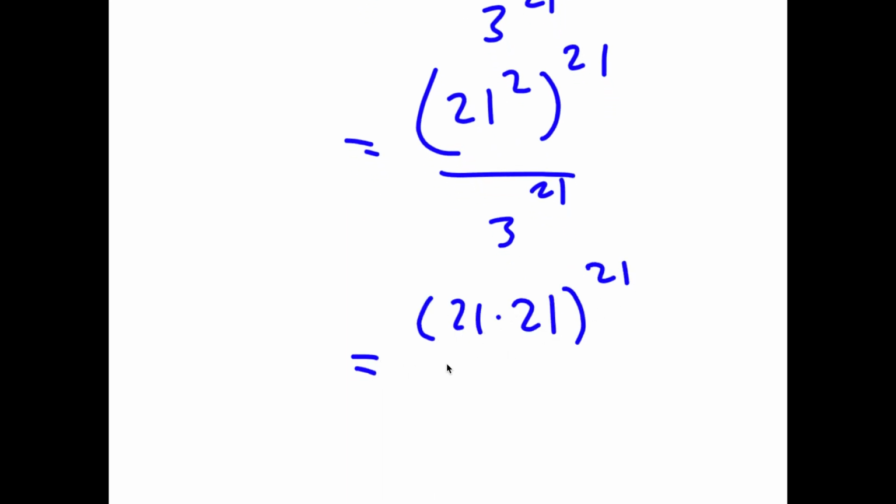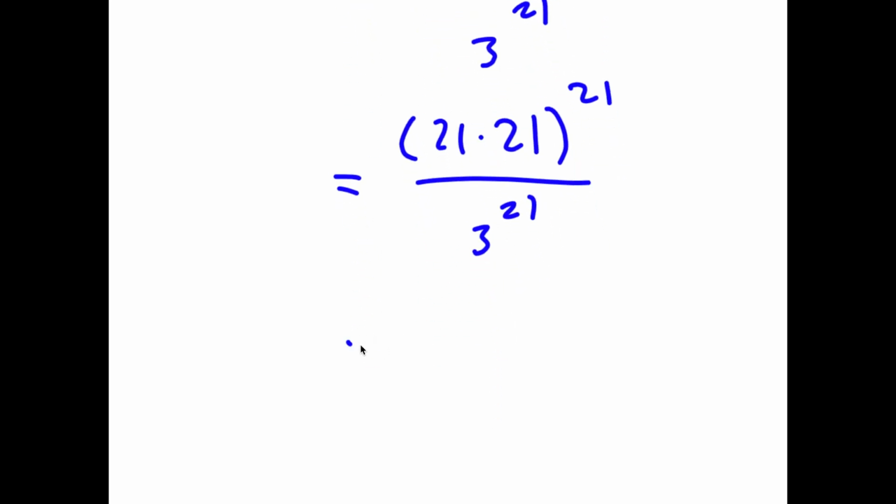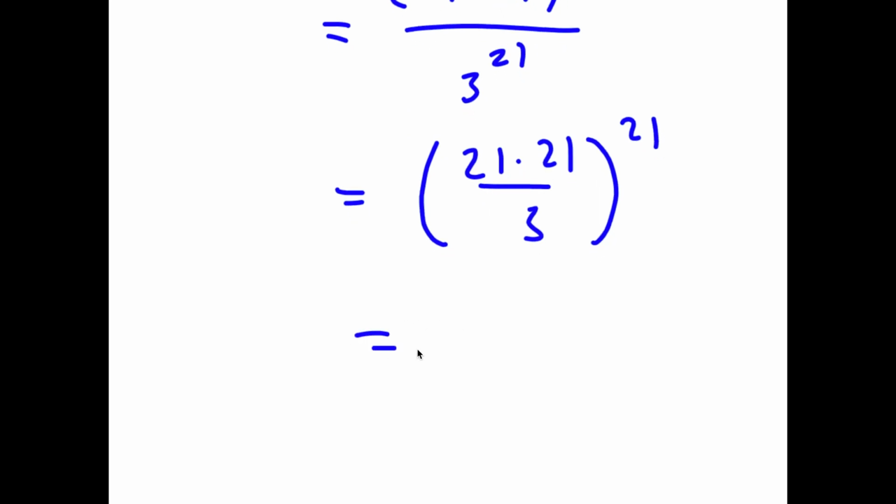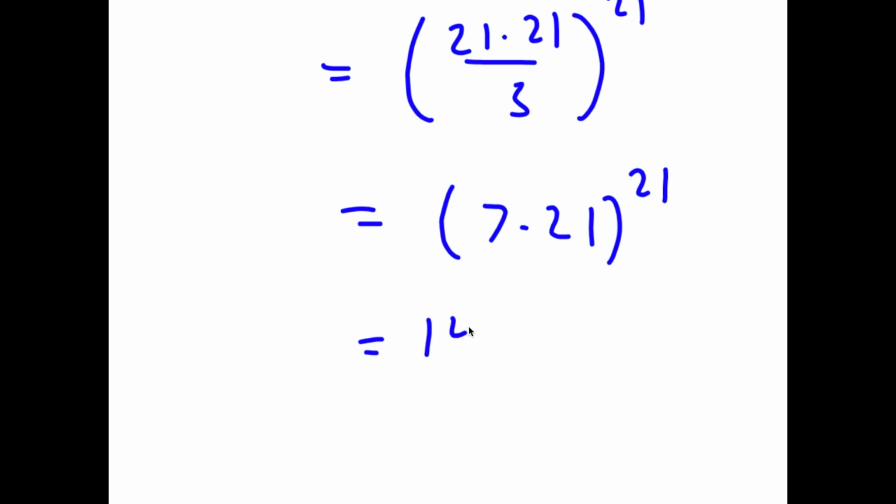So I have this to the power of 21 over 3 to the power of 21, which is equal to 21 times 21 over 3 to the power of 21. Now 21 divided by 3 is 7, so I have 7 times 21 to the power of 21, which is equal to 147 to the power of 21.